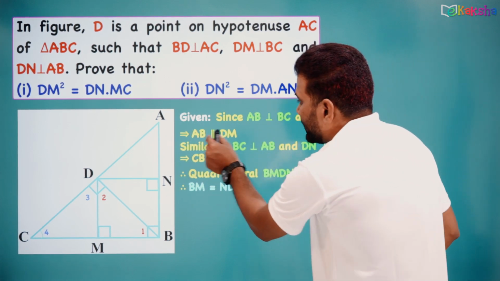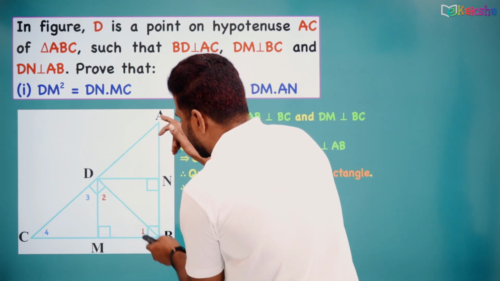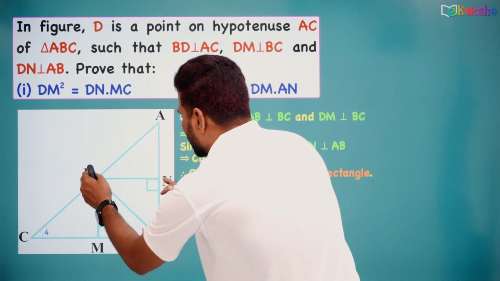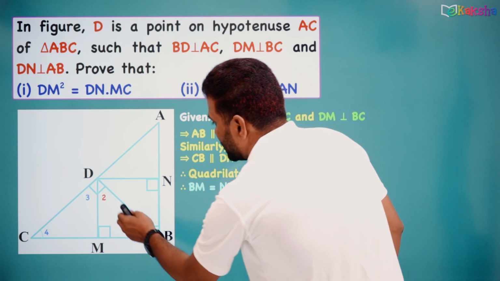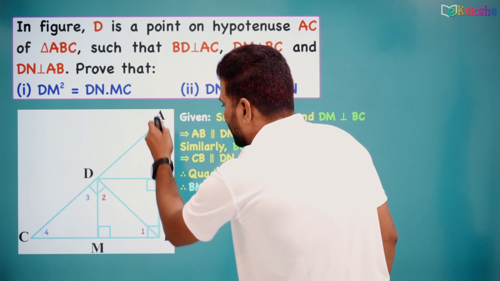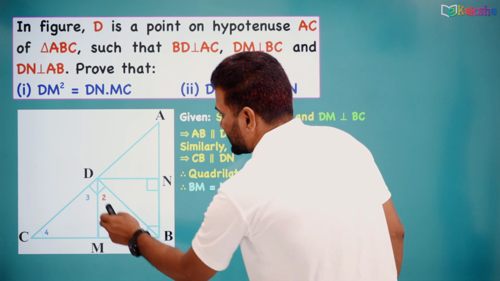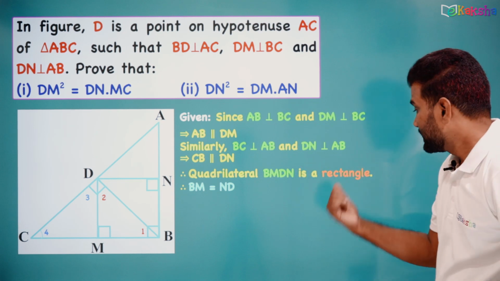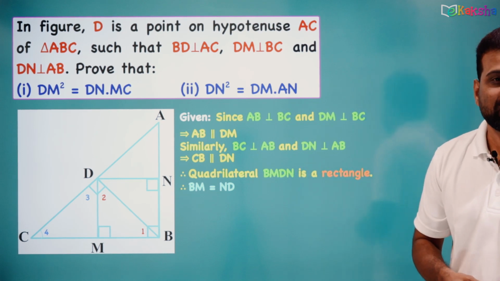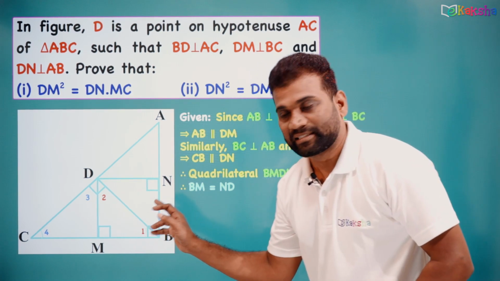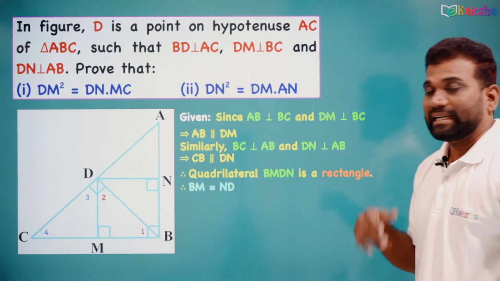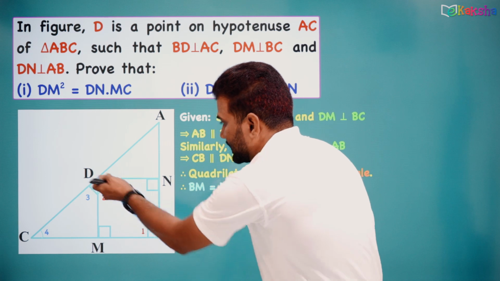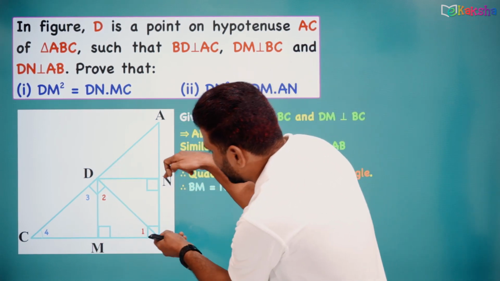Now look at AB parallel to DM and CB parallel to DN. So this line is parallel to this line, and this one to that one. So we can say this quadrilateral BMDN is a rectangle, since all angles are 90 degrees. When this is a rectangle, opposite sides are equal. So BM equals ND. This length equals this length. Similarly, we can say this length equals this length as well.